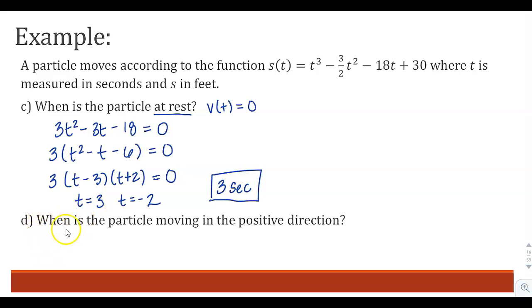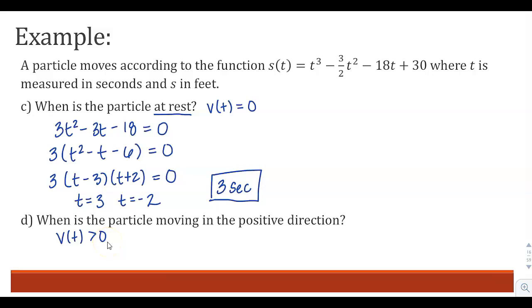And now part D, when is the particle moving in the positive direction? So we said an object is moving in the positive direction when v of t is greater than 0, when velocity is positive. So we do know what the velocity function is. The velocity function is 3t squared minus 3t minus 18. That's a quadratic function.